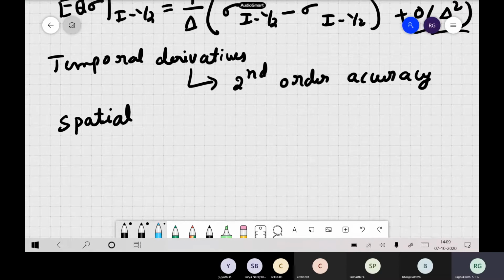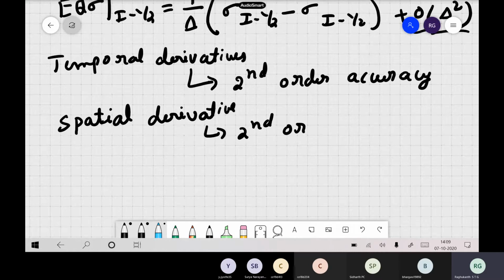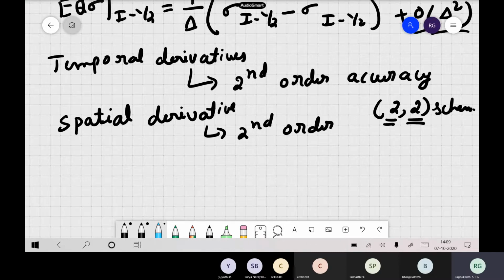So let me write, the spatial derivative also. We have a choice here. You can go for second order accuracy, which we did. If you substitute all those things, you will get the equations we derived in our last class itself. This scheme is known as the 2,2 scheme. This is just a notation used in finite difference, which means second order accuracy in time as well as space. The first one stands for time, the second one stands for space itself. That is how we calculate.